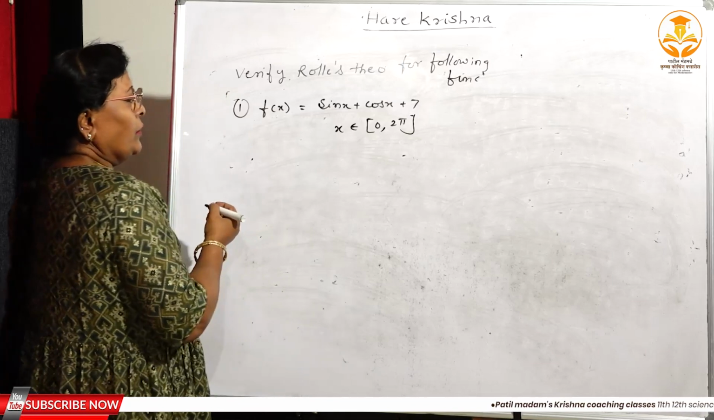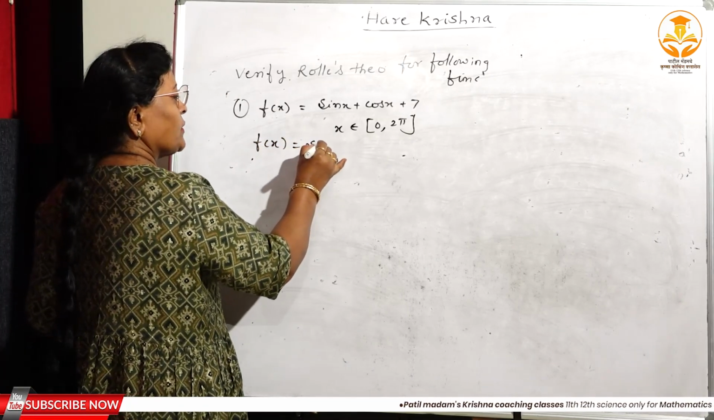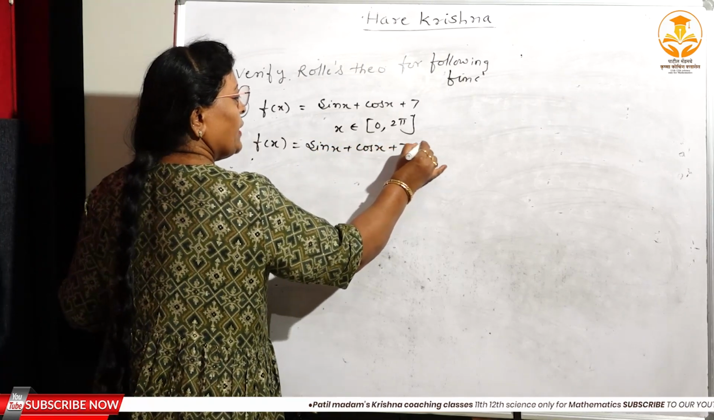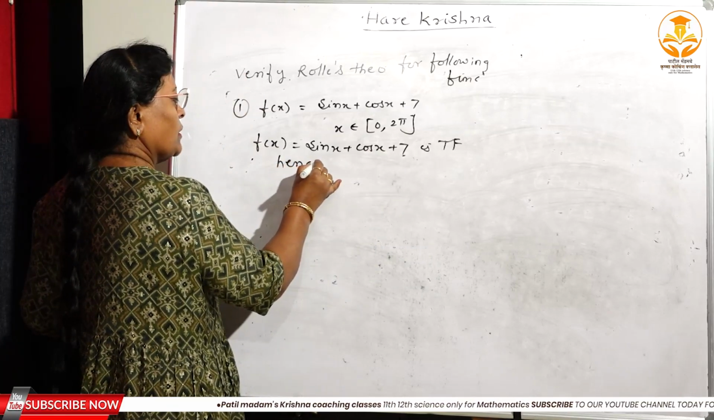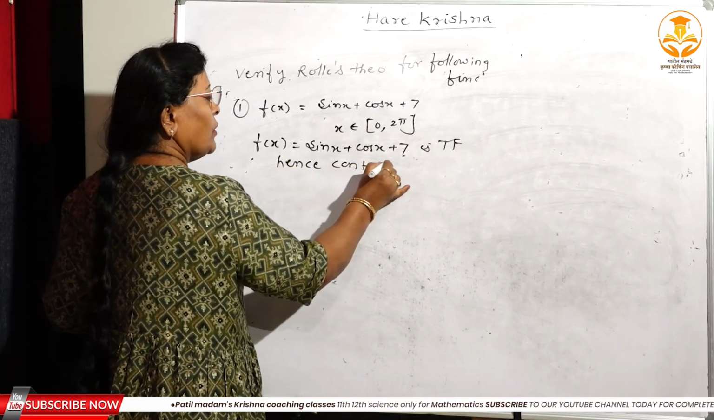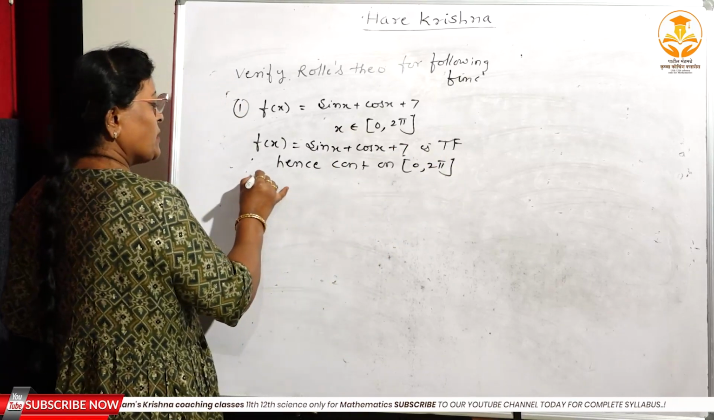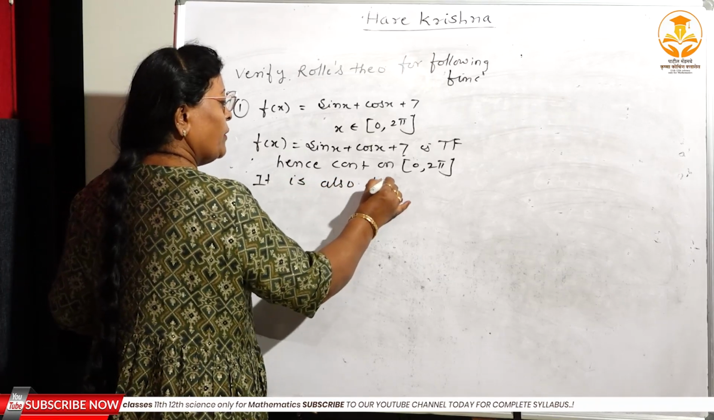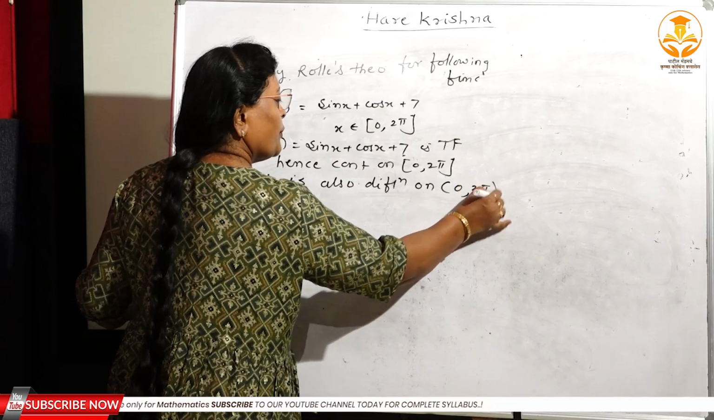Isn't it? Now see here, f of x is equal to sin x plus cos x plus 7 is a trigonometric function, hence continuous on the closed interval 0 to 2 pi. It is also differentiable on the open interval 0 to 2 pi.